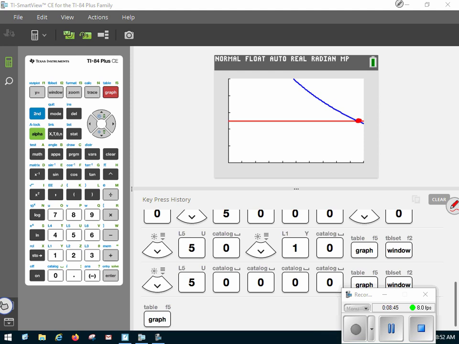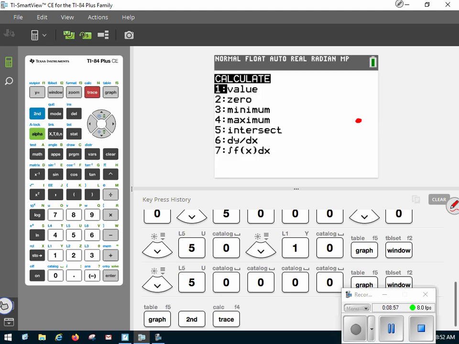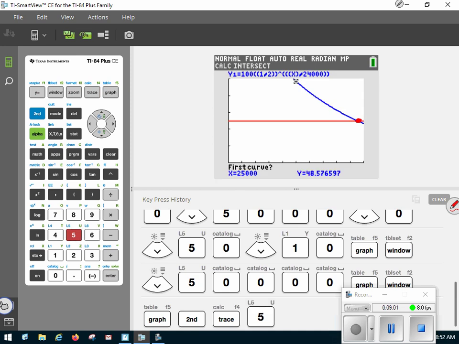Do you know how to find an intersection point on the calculator? If you know, go find it. If you don't, walk through it with me. Second, trace, which gives you that calc. Intersect, which is option 5. You'll have a cursor somewhere, and your question says first curve. Is that one of the equations that you're working with? Yep, hit enter.